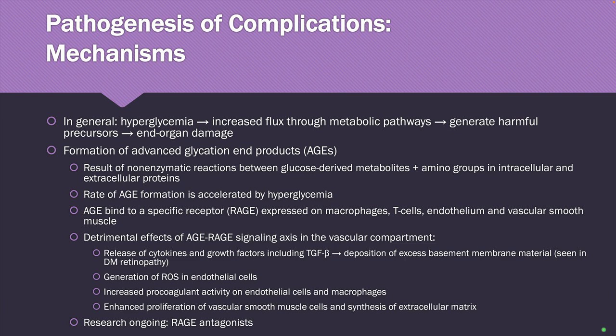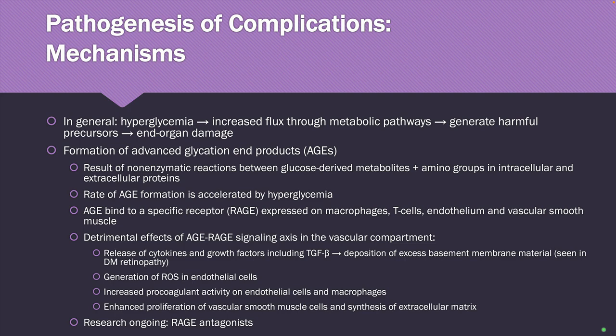So, what is the mechanism of our complications? Okay, so you know how to diagnose. How about the complications? How do these complications occur? In general, if you are in a state of hyperglycemia, there is increased flux through metabolic pathways that generate harmful precursors, causing your end organ damage. There are different mechanisms of doing it.